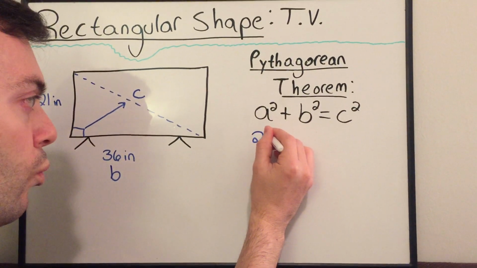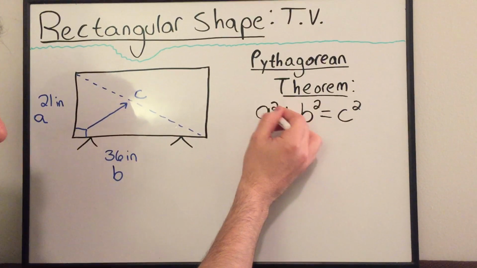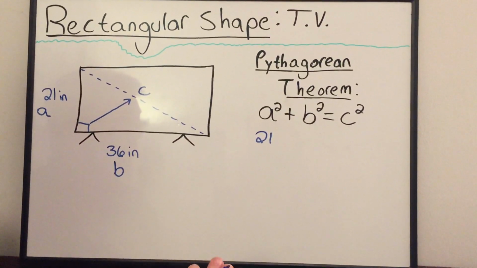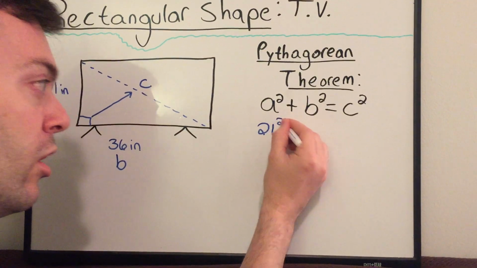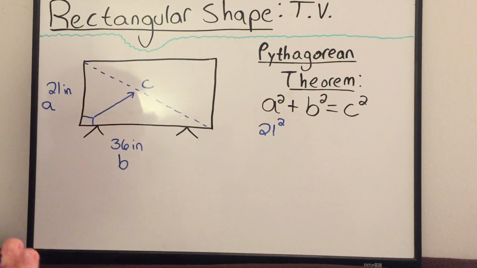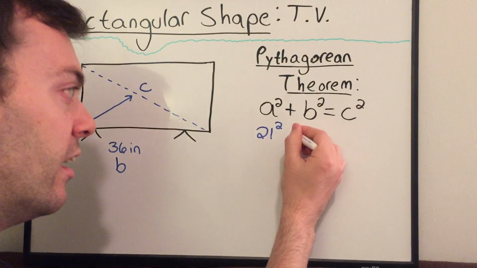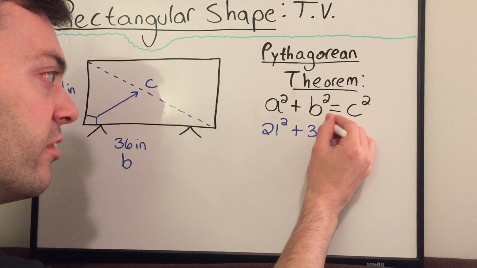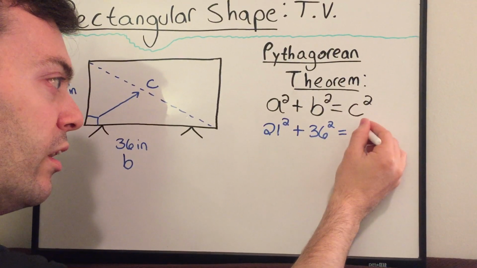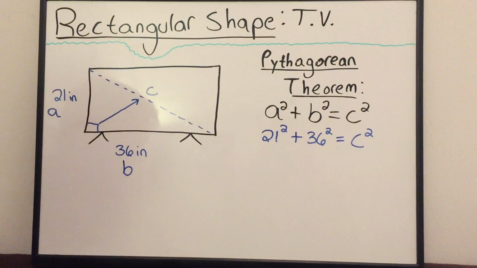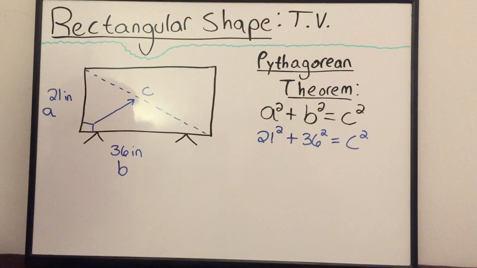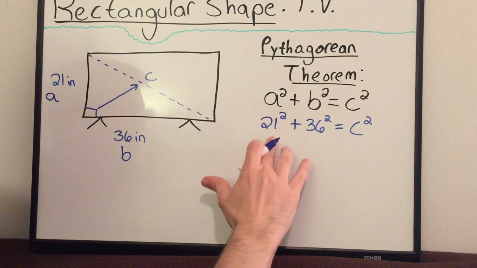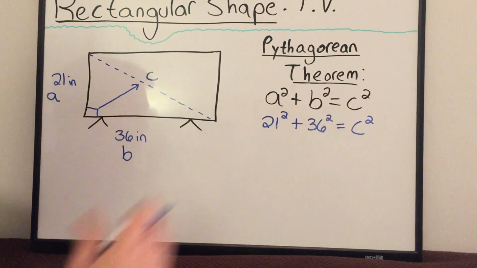Now all we're going to do is plug these things in. I'm going to plug 21 in for a, but please remember, all these variables are squared, so we need to make sure we have that exponent, because some people might be tempted to forget that. Plus my b, which is 36, and don't forget the squared. Of course, we don't know c, so I'm going to write c squared right there. Then all you have to do is plug this into your calculator: 21 squared plus 36 squared.